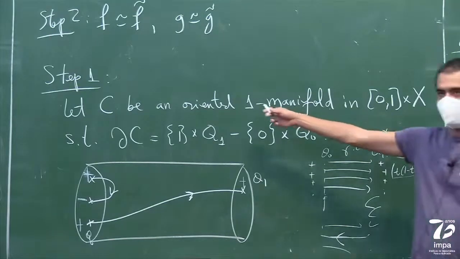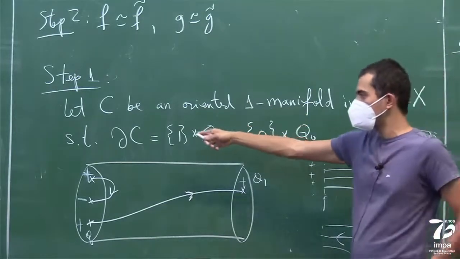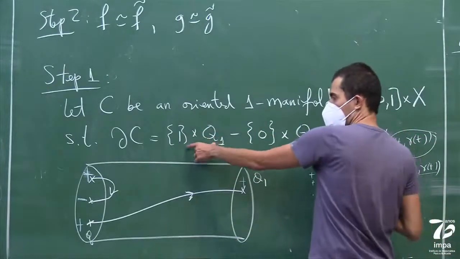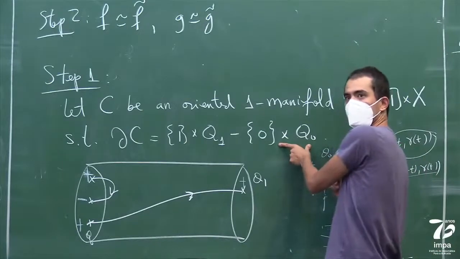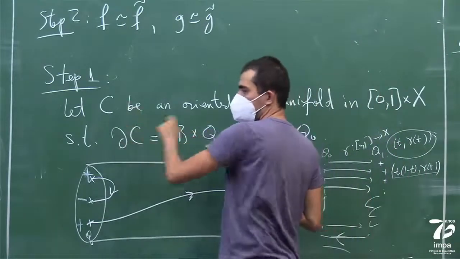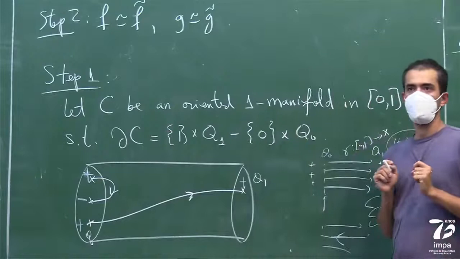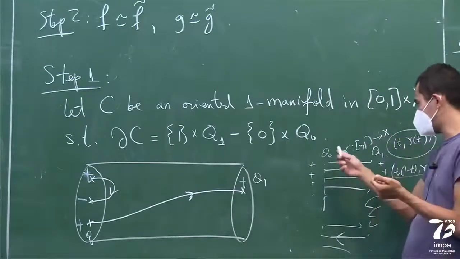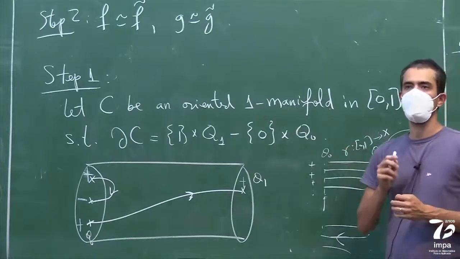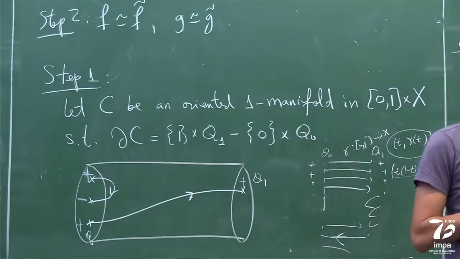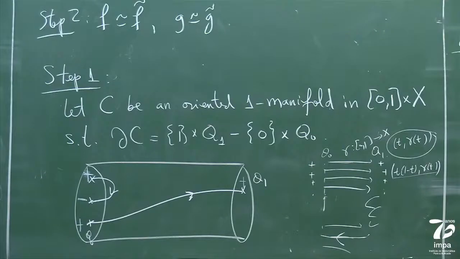So this condition is, if you can find such a C, then the number of points here has to be equal to the number of points here with orientations, because the total number of points on the boundary has to be 0. But then conversely, that's what I was trying to explain here. If you have the same degree, then you can construct a one manifold like that. Okay, so is that clear? That you can construct this one manifold satisfying this condition. That's the stepping stone of this proof.